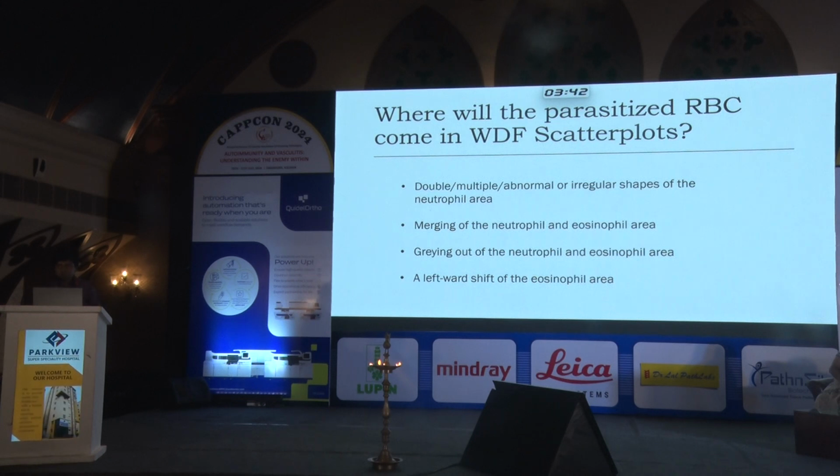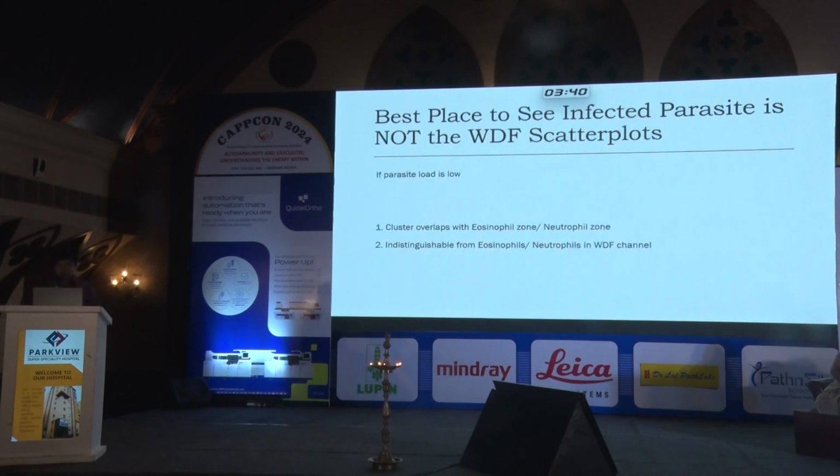The problem comes when the parasite load is low. If the parasite load is low, then it is very difficult to diagnose it from the WDF scatter plots. The WDF scatter plot at that time may just fall directly on the eosinophil zone or neutrophil zone. It can be just indistinguishable from neutrophils and eosinophils in the WDF channel. So it is not the best place to see the parasite, the parasitized RBC or the malaria.